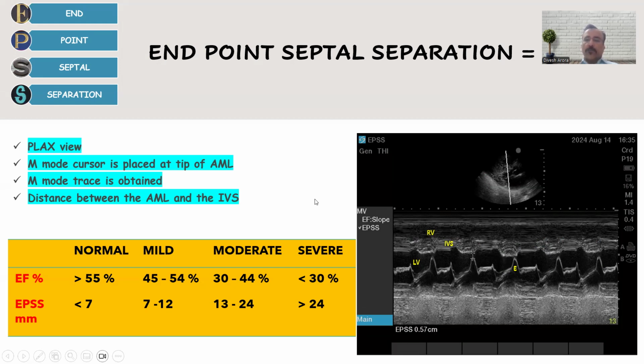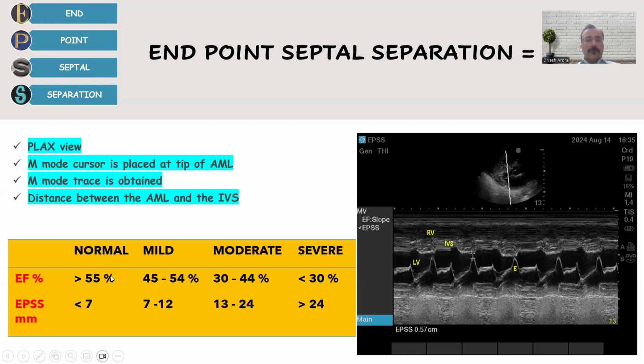So my dear friends, the next question comes, what is the normal value? Anything less than 7 millimeters is termed as normal. If the endpoint septal separation is between 7 to 12 millimeters, it means it is mild LV dysfunction. If it is between 13 to 24 millimeters, it means it's moderate LV dysfunction. And if it's more than 24 millimeters, it reflects severe LV dysfunction.